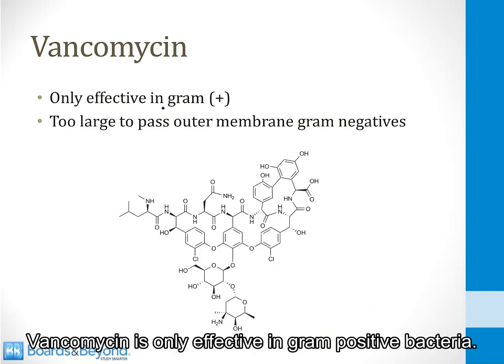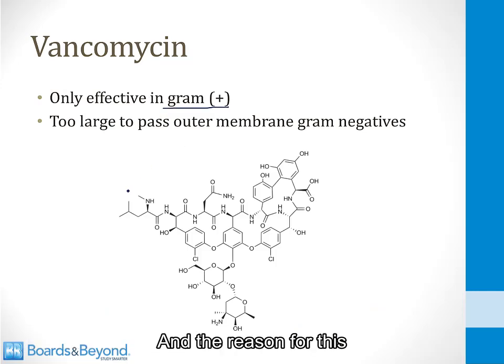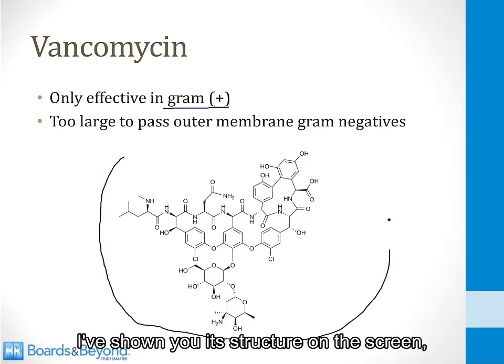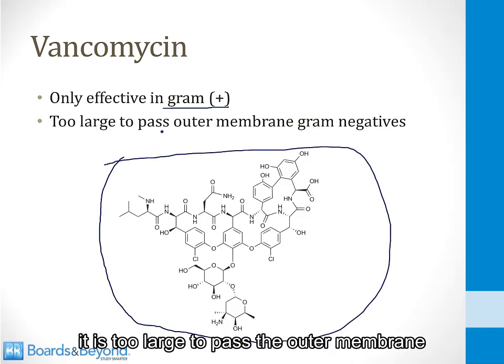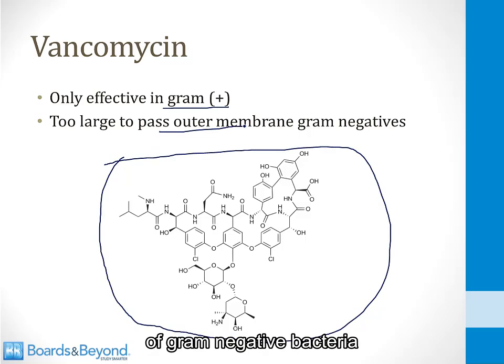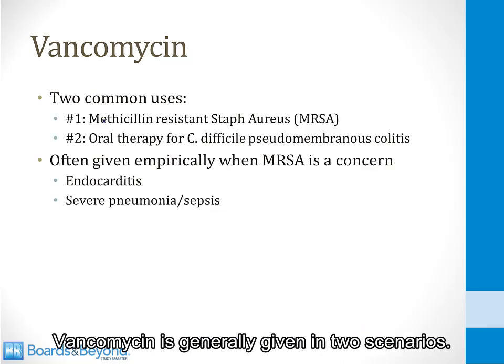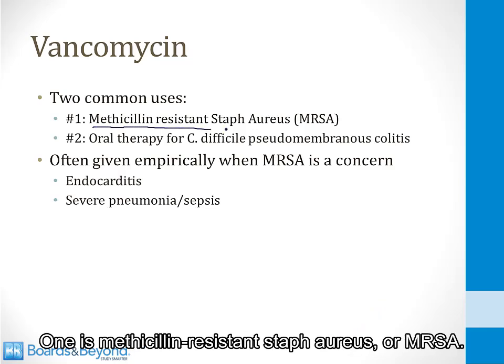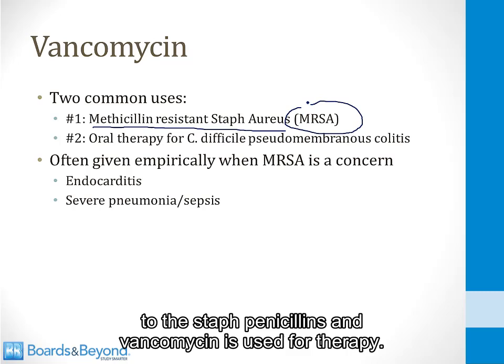Vancomycin is only effective in gram-positive bacteria, and the reason for this is because it's an enormous molecule. I've shown you its structure on the screen. It is too large to pass the outer membrane of gram-negative bacteria and disrupt their cell wall synthesis. Vancomycin is generally given in two scenarios. One is methicillin-resistant Staph aureus, or MRSA. When staph bacteria become resistant to the staph penicillins, then vancomycin is used for therapy.